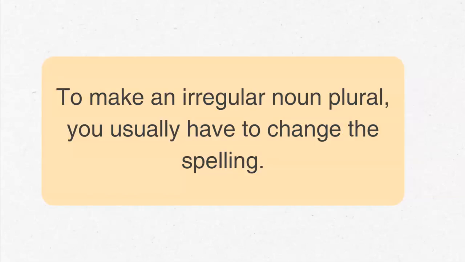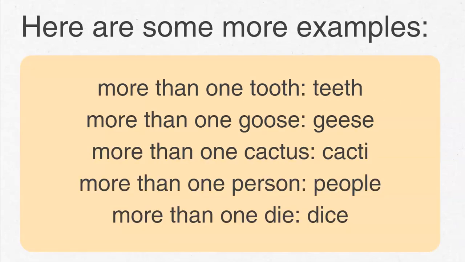To make an irregular noun plural, you usually have to change the spelling. If you think back to the review that we just did, that's definitely different from what we've done previously to make nouns plural. Here are some examples. More than one tooth is teeth. More than one goose is geese. More than one cactus is cacti. More than one person is people, and more than one die is dice. So if you notice on each of these, the change is in the spelling of the word and not just adding a suffix to the word.